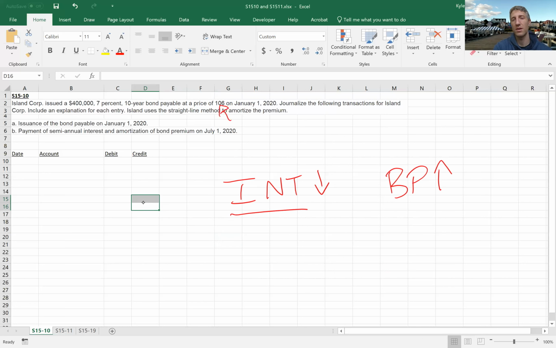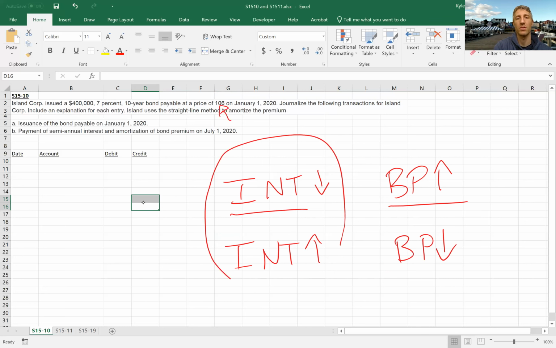When interest rates go down, bond prices go up. Alternatively, if interest rates go up, bond prices go down. Again, this is referring to the market interest rate. The coupon rate that's stated in the question, and it will be stated in the contract of the bond, doesn't change. What changes is the market interest rate, and the market interest rate influences bond prices.